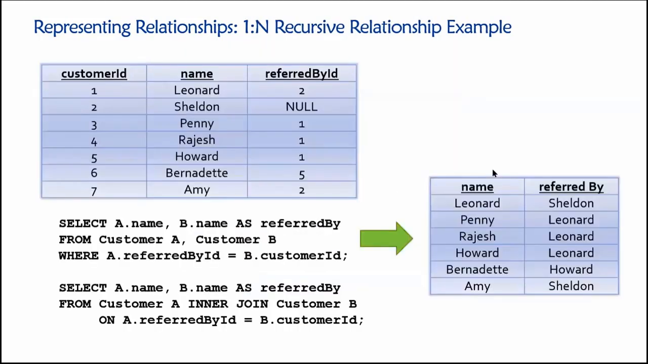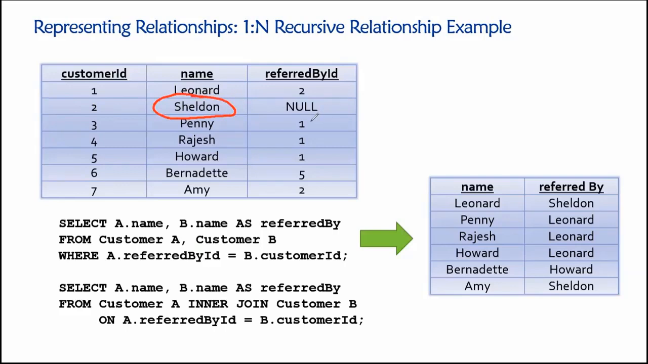Let's see a one-to-many. So here's our one-to-many recursive relationship. This was our referral relationship, where we allow each customer to potentially refer many other customers to us. So we created this referred by ID in order to keep track of these relationships in the same customer table. And we just know that a referred by ID is a customer ID. Okay, so if I look at Leonard, I can say, who referred Leonard to us? Well, that was customer number 2. And then I can look at customer number 2 and say, okay, Leonard was referred by Sheldon.